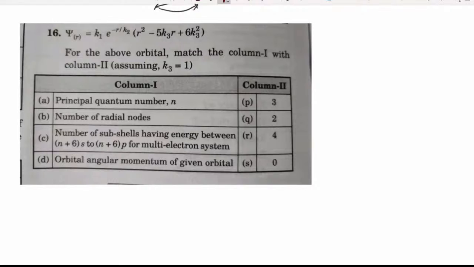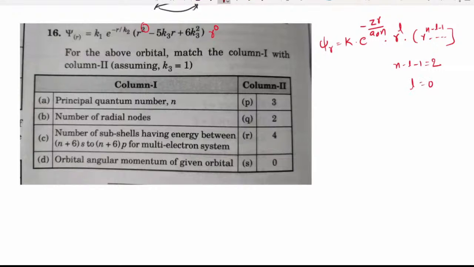Now compare once again. R is equal to K1 into e power minus ZR by A naught, N, R power L. What is that? R power N minus L minus 1 polynomial. Here the power is equal to 2. Therefore, N minus L minus 1 is equal to 2. Is there any R value? No, so R power 0. So L is equal to 0.